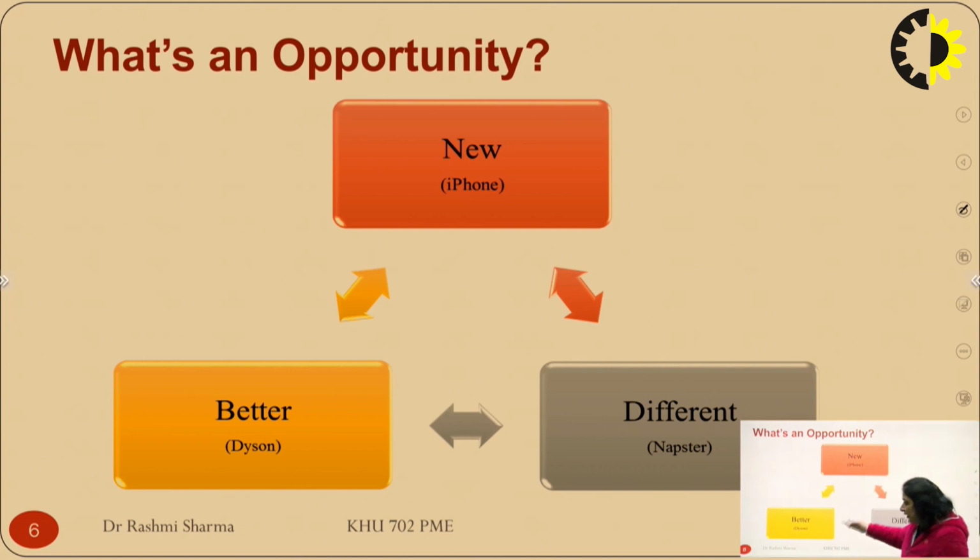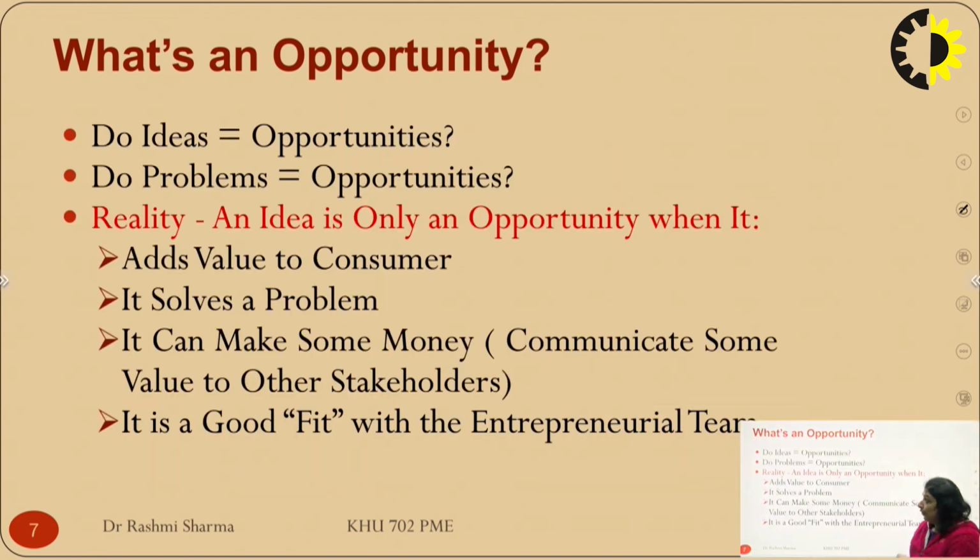Like a new iPhone has a better design and it has a different feature. So all those things have a correlation. They are dependent, interdependent on each other. So are ideas opportunities, or are the problems your opportunities? Any idea which has these particular four things, and when you're converting that particular idea into reality, then that converts into an opportunity. So all my ideas are not opportunities, all my problems are not opportunities.